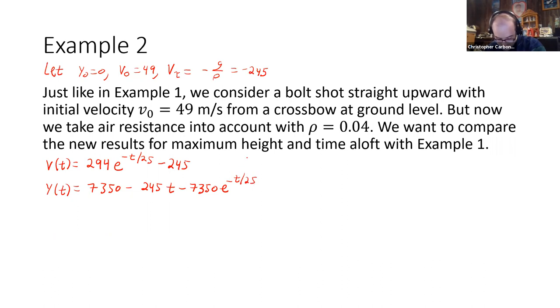And to find the maximum height, we are going to set the velocity function equal to 0. The time of that would be 25 times the natural logarithm of 294 over 245. Tossing that expression into the calculator would give us an answer of about 4.558 seconds.